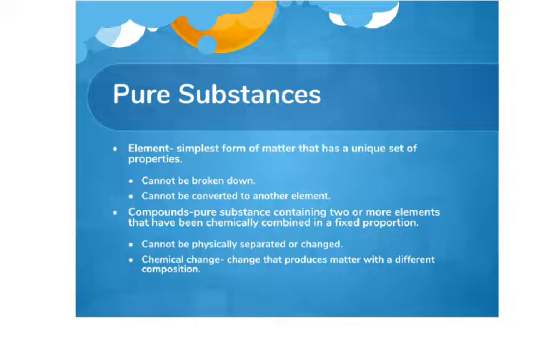The second type of pure substances are compounds. And these are pure substances containing two or more elements. So anytime you have two or more elements that have been chemically combined in a fixed proportion, this is known as a compound. So even if you have two hydrogen atoms and they're chemically bonded together, that makes that a compound. These cannot be physically separated or changed. So you can't easily say, oh, look, I have two hydrogen atoms and one oxygen atom together, I'm just going to pull them apart and no longer have water. That's not how it works. They have to be chemically changed in order to separate them.